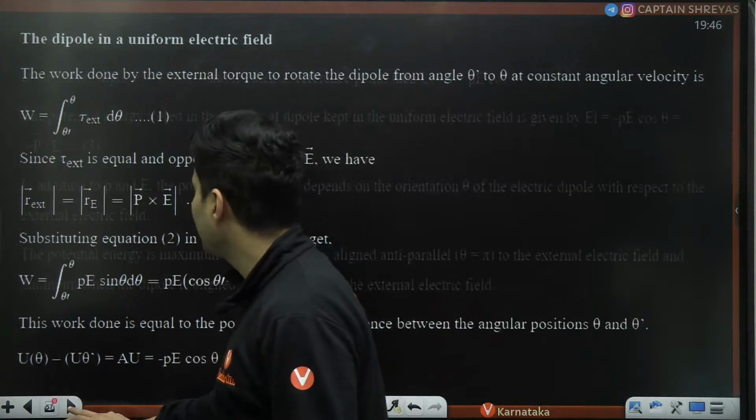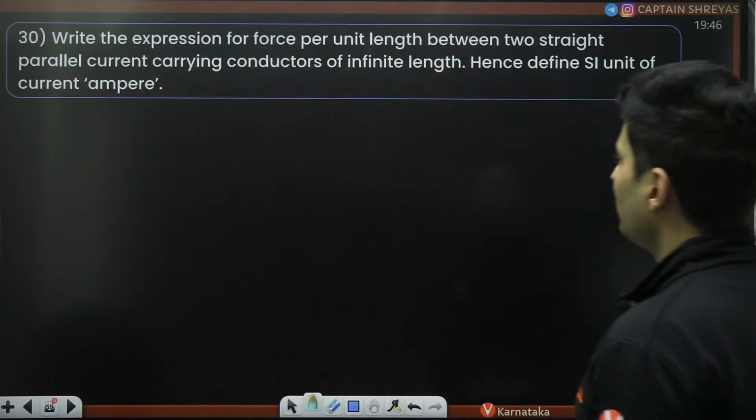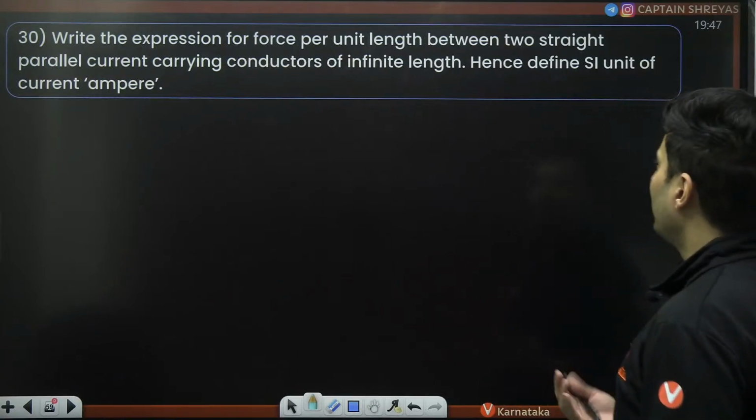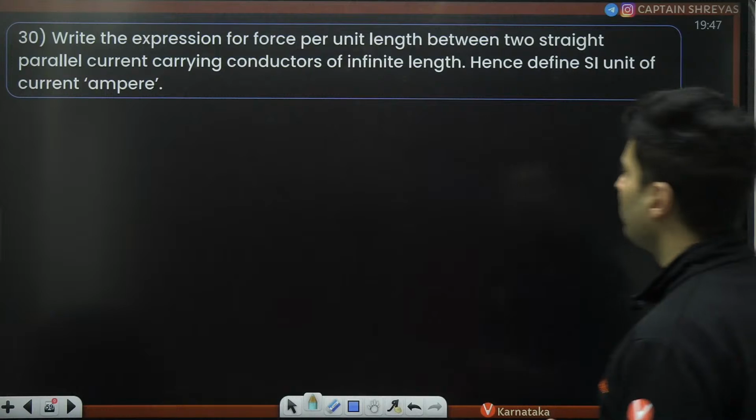Moving on to the next. Write the expression for the force per unit length between two wires carrying current of infinite length. Hence, define the SI unit of ampere.